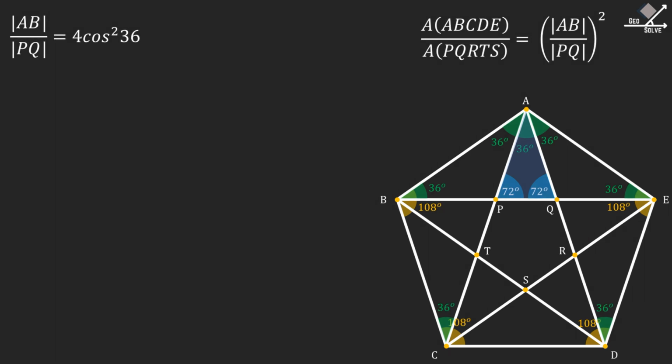Now we need to find the value of cosine 36. At this point, you can use a scientific calculator to find the value of cosine 36 and go from there to answer the question. But we don't want that. We want the exact answer by hand.